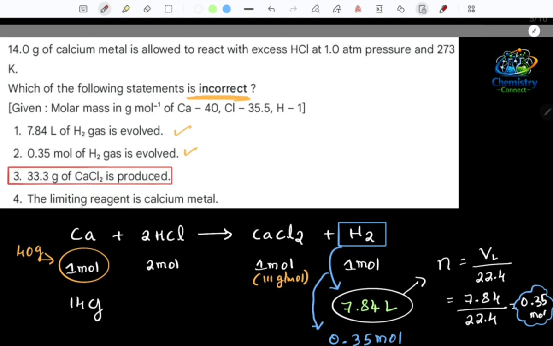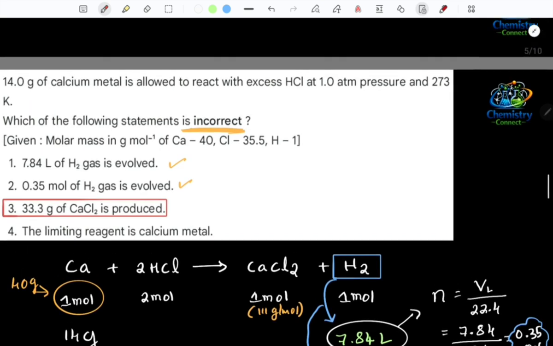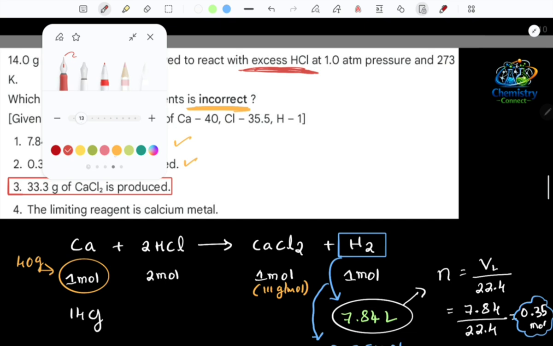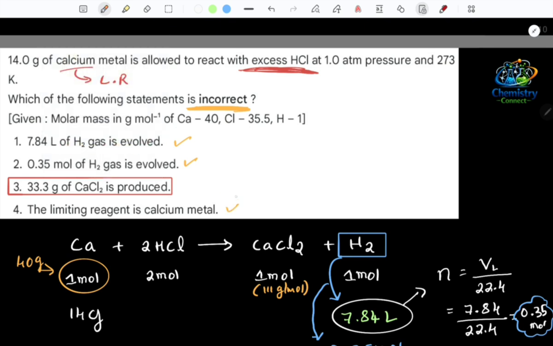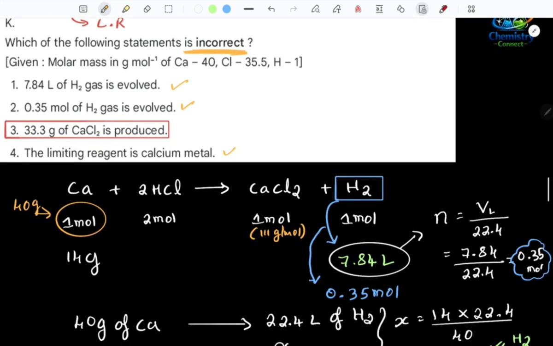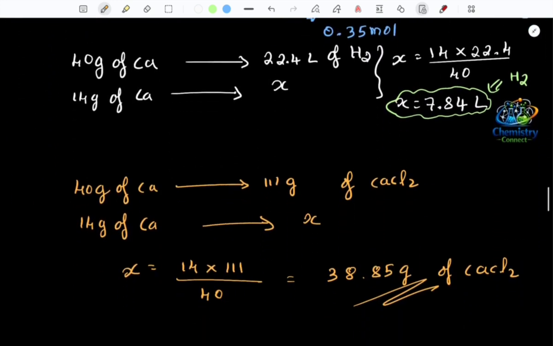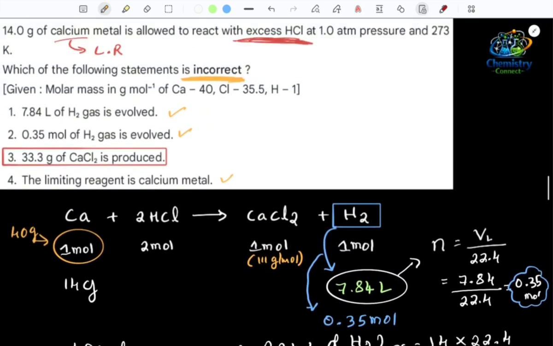In option 4, the limiting reagent is calcium metal. Yes, because they have taken excess of HCl, this indicates that calcium is the limiting reagent. So this sentence is also correct. Only option 3 is incorrect. I hope you have understood the calculation. Thank you so much.